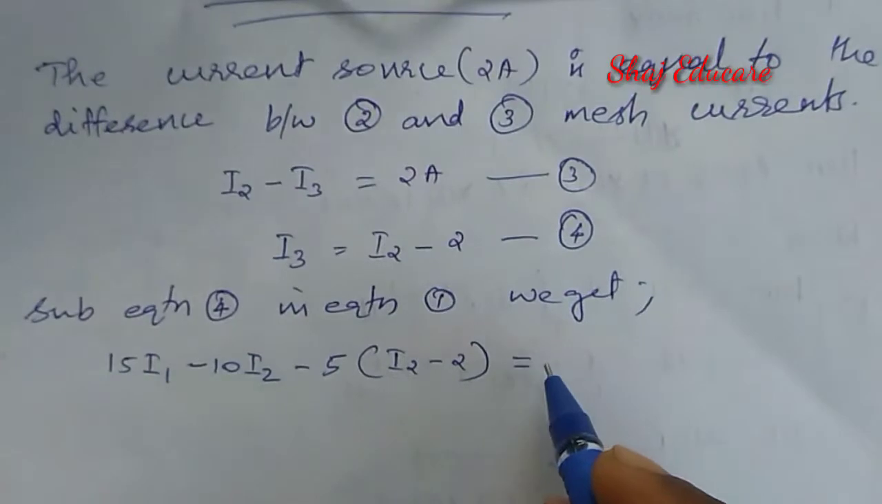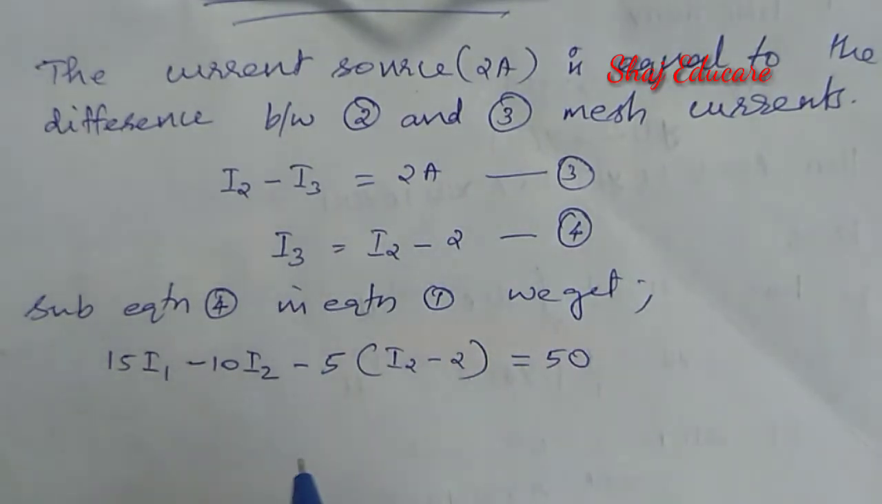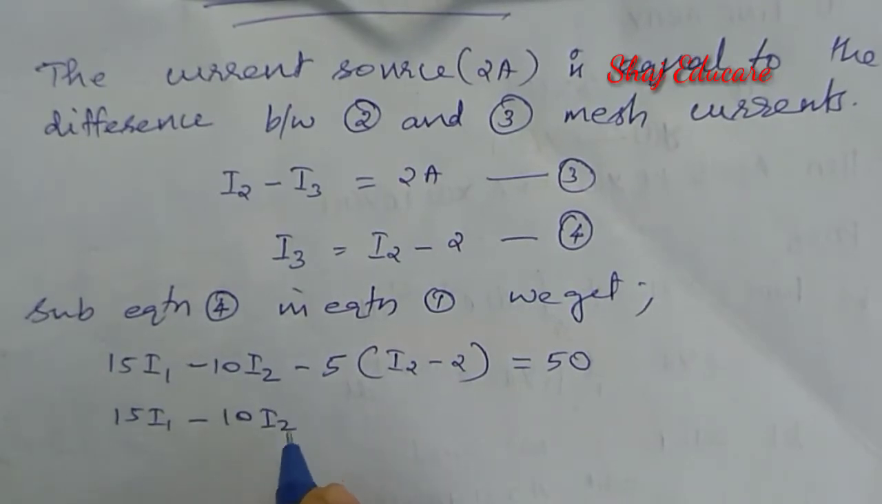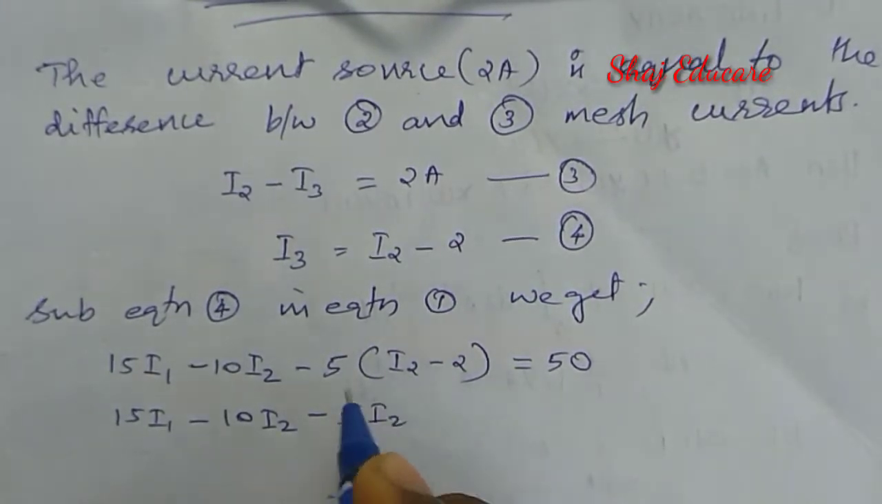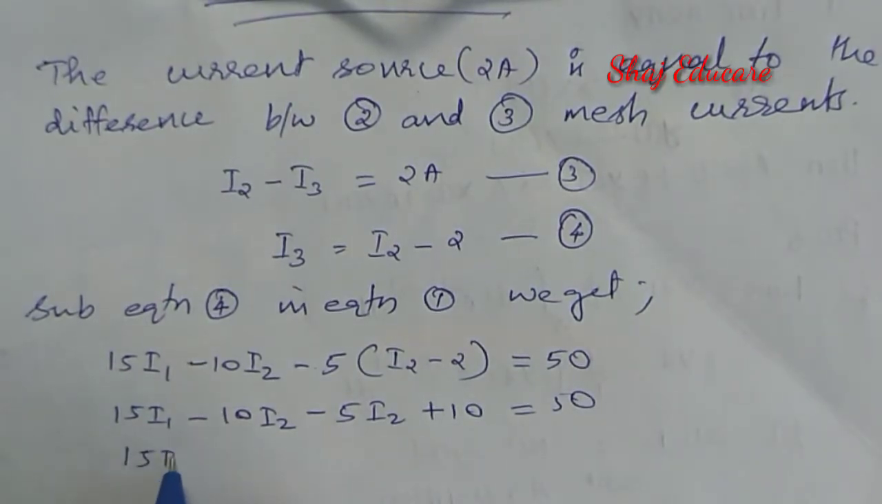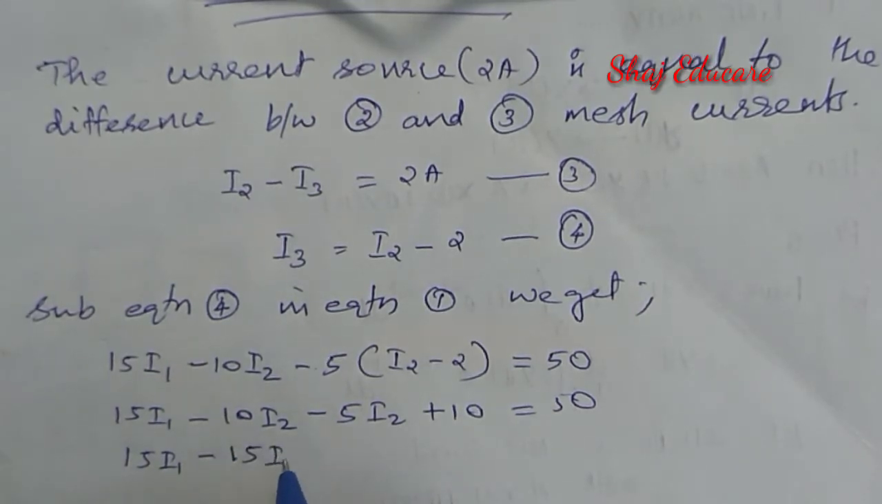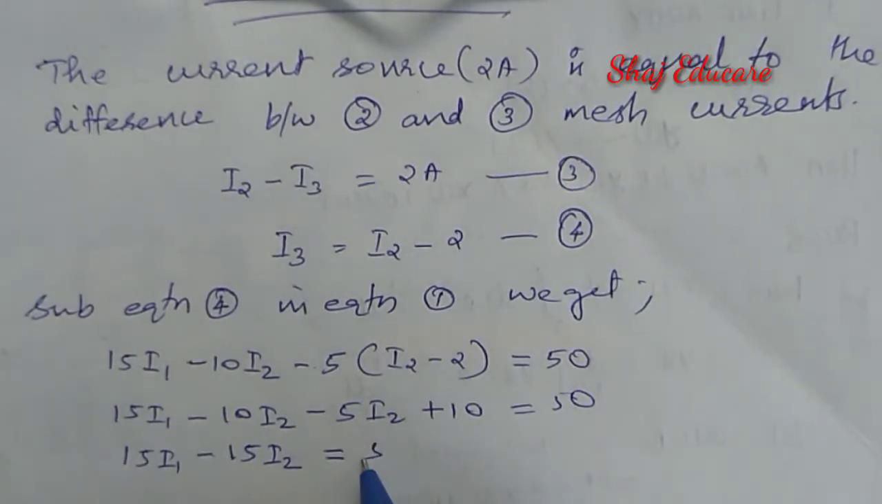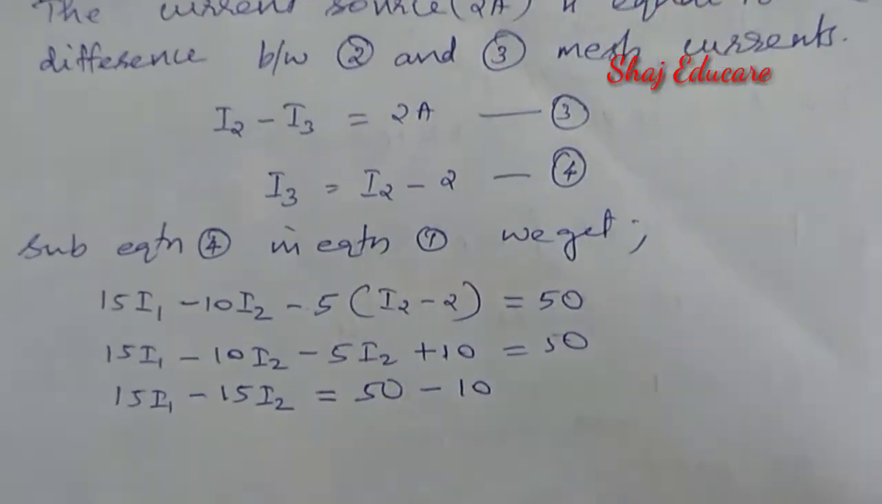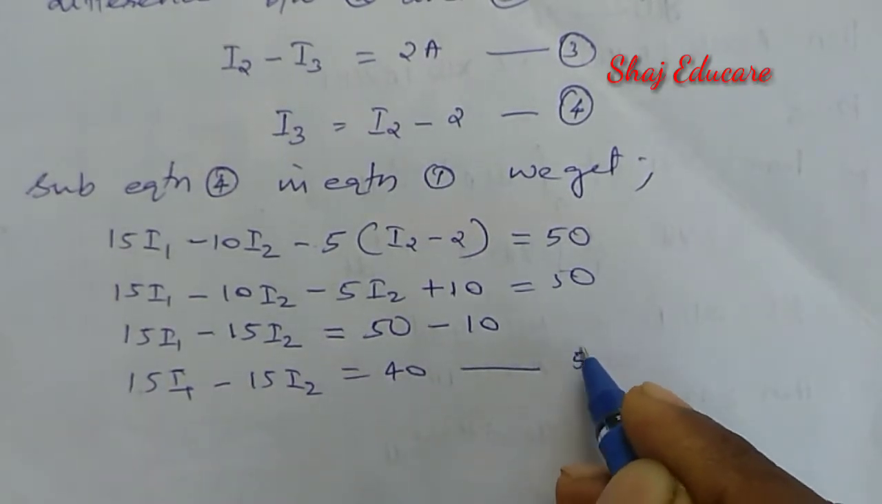That is equal to 50. Now again we have to expand these brackets and rearrange and express this equation in minimum form. 15 I1 minus 10 I2 minus 5 I2, again minus 5 into minus 2 become plus 10. Okay, that is equal to 50. Now we are getting 15 I1, minus 10 I2 and minus 5 I2 is there. So if we add these two, we are getting 15 I2. I'm going to take this 10 to the RHS, then I'm getting like this: 15 I1 minus 15 I2 is equal to 40. Mark it as equation number 5.